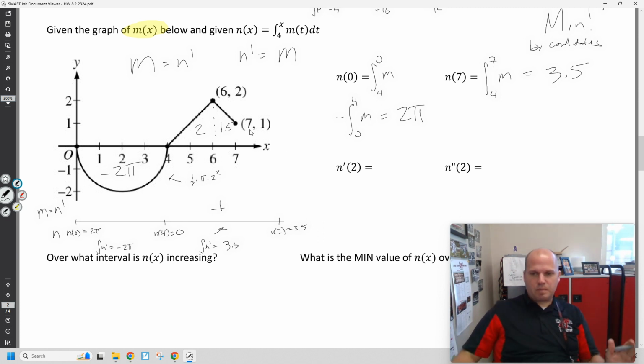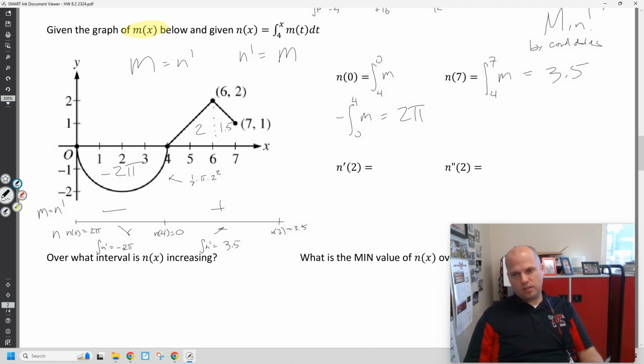Now let's make sure this makes sense. I start at 2 pi. I then have this accumulation of minus 2 pi. I get to 0. Good. 4 to 4 is 0. No chance to accumulate. Then I add 3.5. I get 3.5. We're good. Everything makes sense. Yo, absolute min. And then this is actually going to be the absolute max because 2 times pi is going to be more than 3.5.